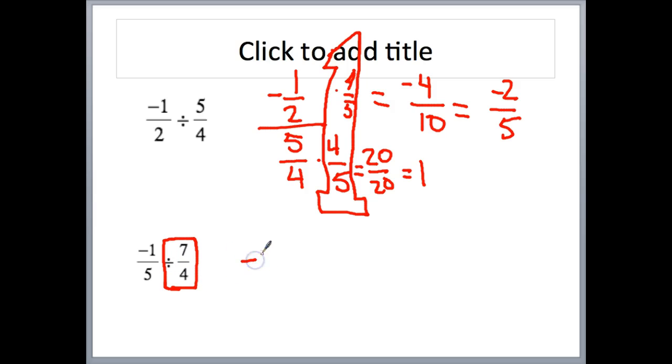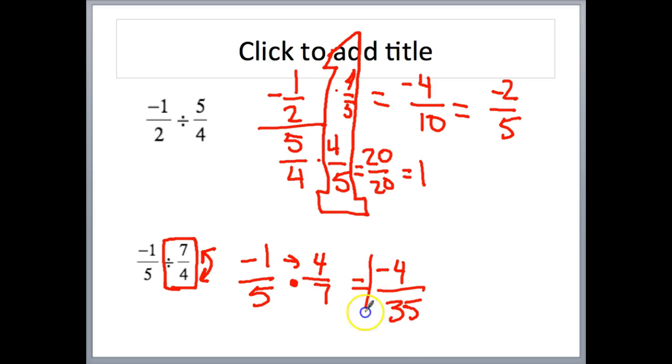So I have -1/5, and then I'm going to multiply by the reciprocal here. So I'm flipping this guy over. 4/7. And now I'm just multiplying like we know how to do. Numerator, -4. 5 times 7, 35. That's reduced. We're good to go. So just take the reciprocal of the denominator and multiply.